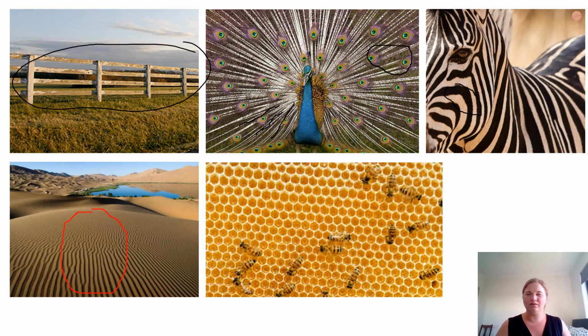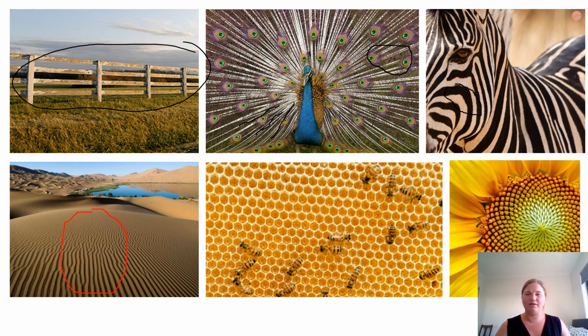Our next pattern is in a honeycomb inside a beehive. Can you see the shapes in this pattern? I wonder how many sides those shapes have. Can you count them? Can you see the pattern that is repeating inside the honeycomb? Can you see the pattern that is repeating on the bees' backs?